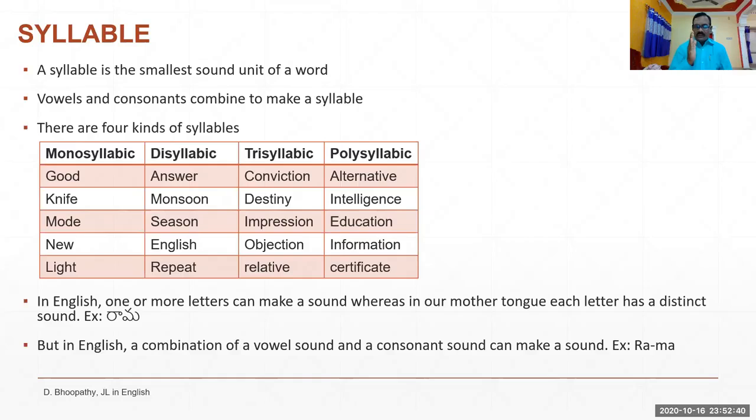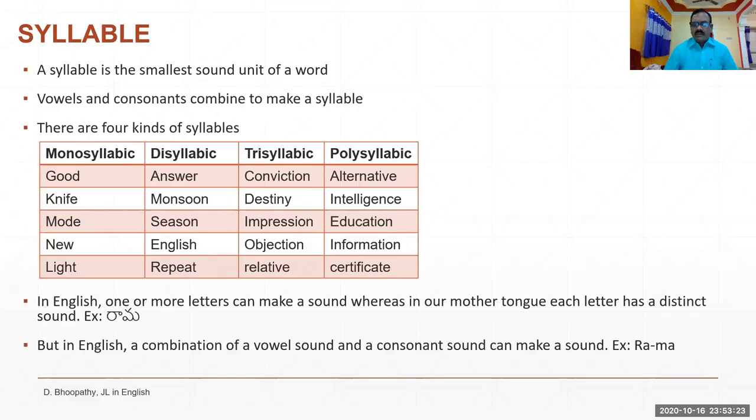You know, there are four kinds of syllables: monosyllabic, disyllabic, trisyllabic, polysyllabic. Monosyllabic means there is only one complete sound. For example, good, bad, knife, mode, new, light, kite. These are monosyllabic words. Here we need not worry about stress marks. No stress at all.